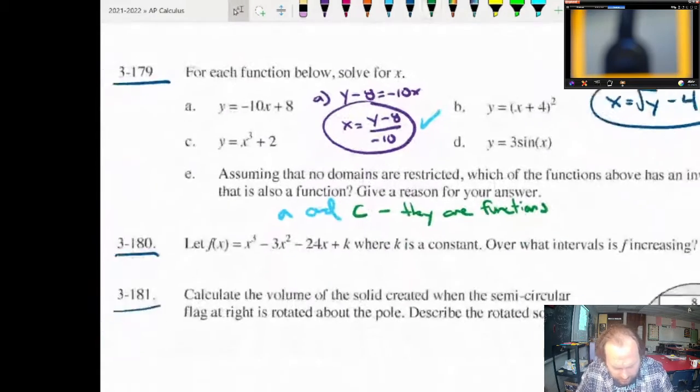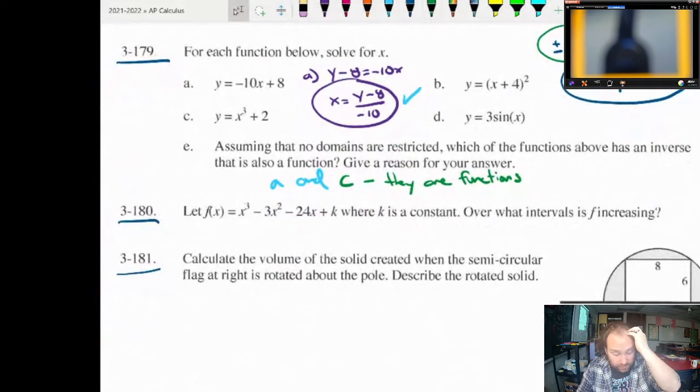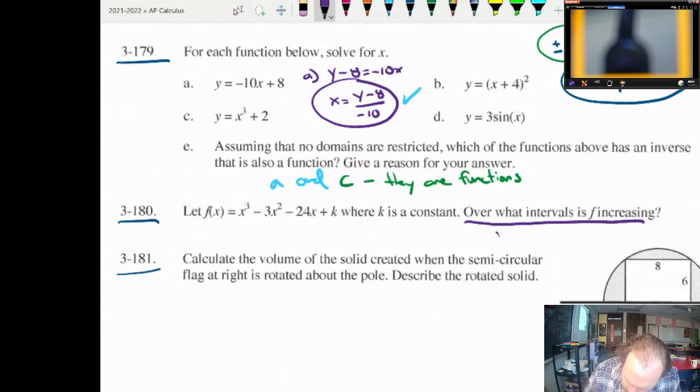Question 180. Let f of x equal x to the third minus 3x squared minus 24x plus k, where k is a constant. And the question is, on what intervals is f increasing? So what we're going to do here is take the derivative. If we think about this question differently, what we're looking for is when f prime of x is greater than 0. That would be the same question, just symbolically instead of using English words. That's exactly what we're going to do. We're going to take the derivative and find out when it's positive. So let's go for it.